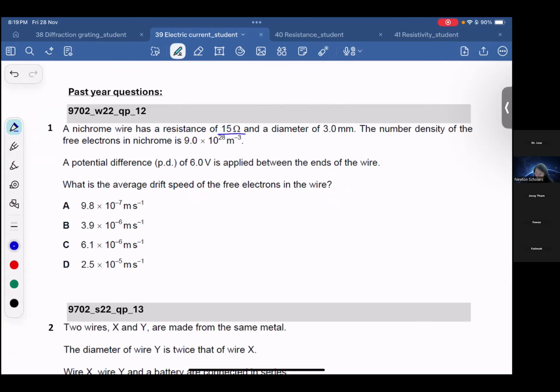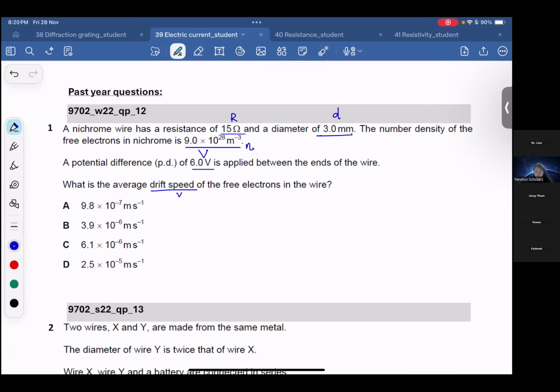Nichrome wire has a resistance, so label this as R. Diameter, this is D. The number density of free electrons, this is the N that we want in the formula. Potential difference is the big V. Then what is your speed? This one is small v. Okay, so here, let me have a look.